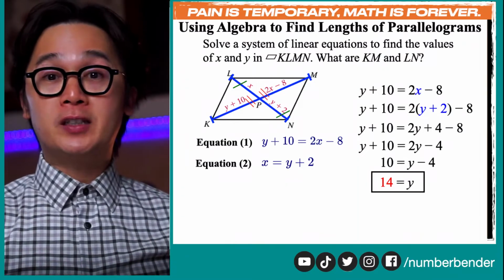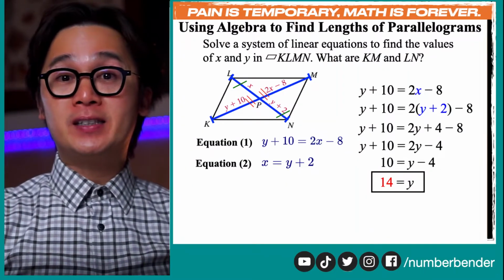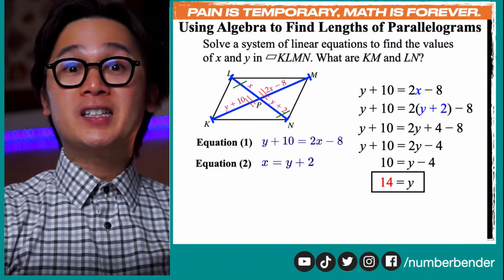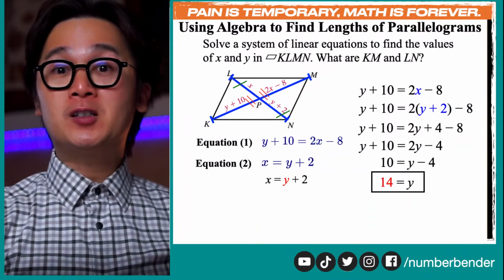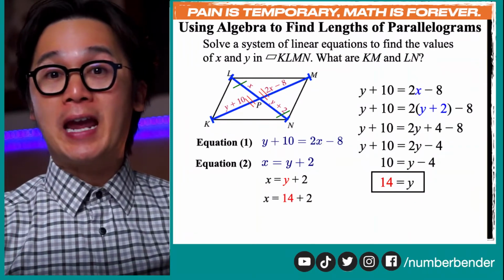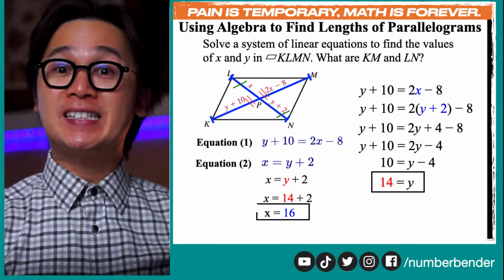All we need to do now is to find the value of x, and if you can see equation number 2, we are explicitly given that x is equal to y plus 2. So let's just replace y by 14, and now we have x, which is equal to 16.